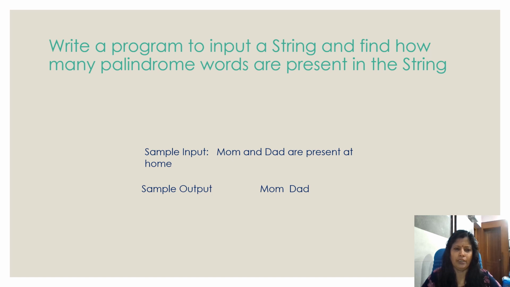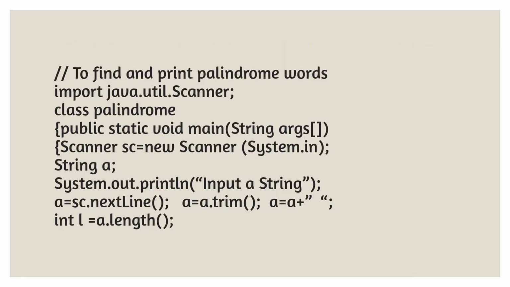The first question is: write a program to input a string and find how many palindrome words are present in the string. That means input a sentence and count the words that are palindromes. For example, "mom and dad are present at home." The answer will be: mom is a palindrome word, and dad is also a palindrome word. So here we are going to start the program according to the ICSE board.